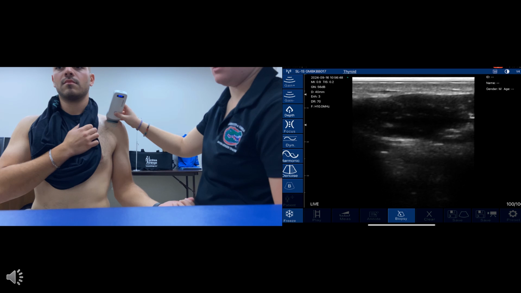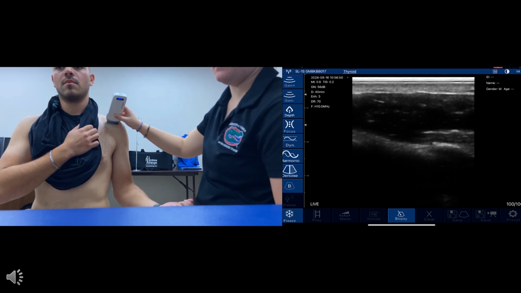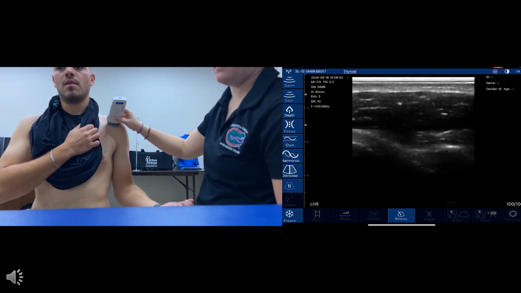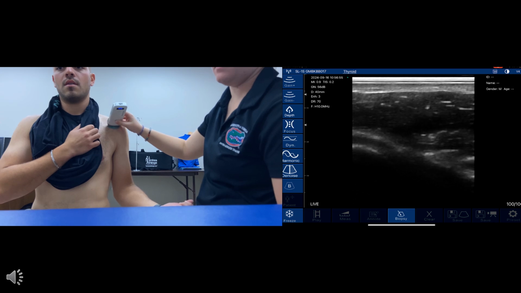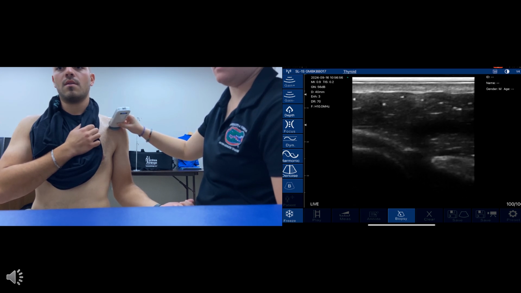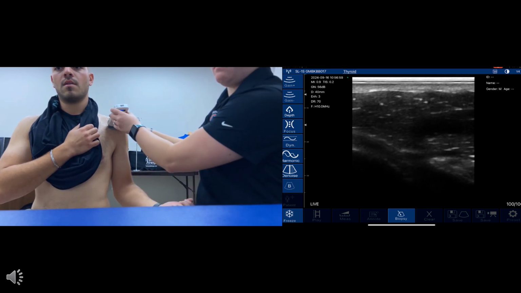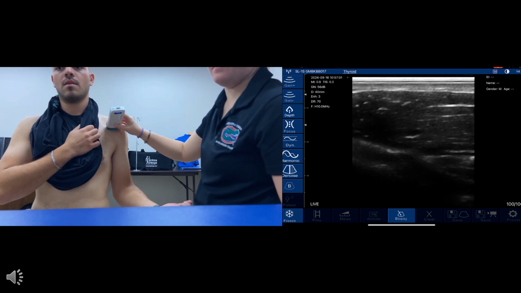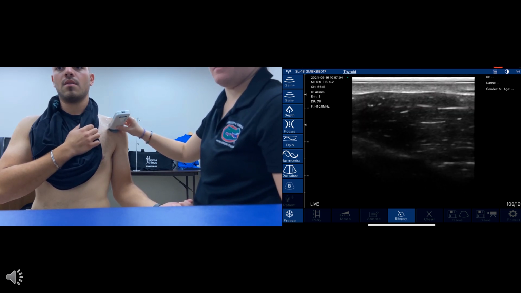In long axis view, start with the probe on the lateral aspect of the shoulder and scan medially. If the subscapularis tendon is identified but there is disruption in the linear striations, increased fluid collection, or decreased echogenicity of the tendon, there may be a pathology associated with the tendon.